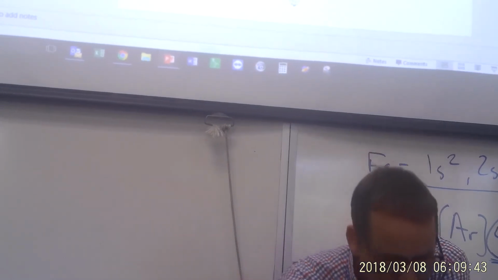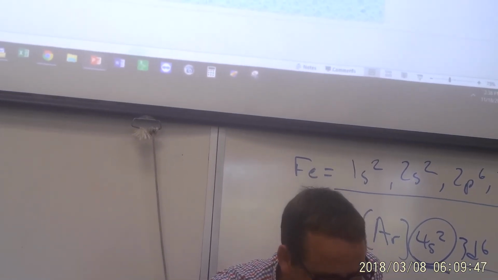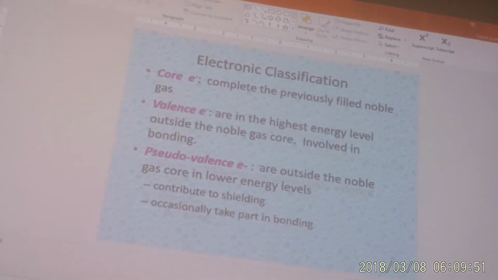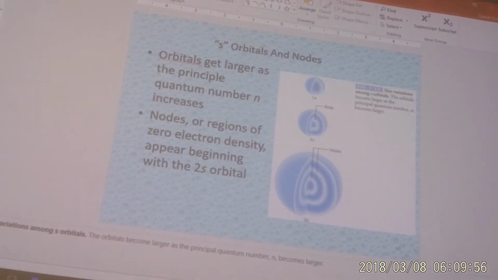Okay? All right. Where are we at? Great. Now we can have conversations about things like the size of atoms. Oh, look at this. This is interesting. Our s orbitals look like this. Let's make it a little bigger for us.